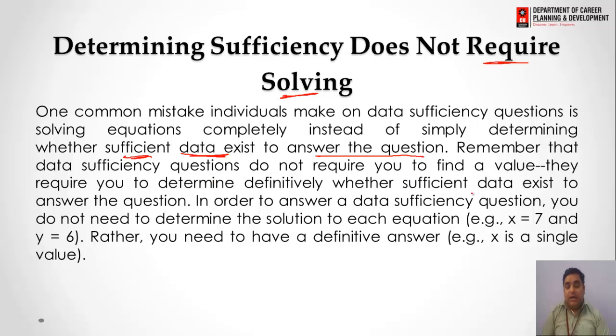We are not supposed to find the value of the required variables, like x or y, whatever is given in the question. We just need to answer whether these variables have a definite answer or not, whether we have a single value for that x or the variable asked in the question. Again, in data sufficiency we are not supposed to solve the question, we just need to understand whether the question can be solved or not.